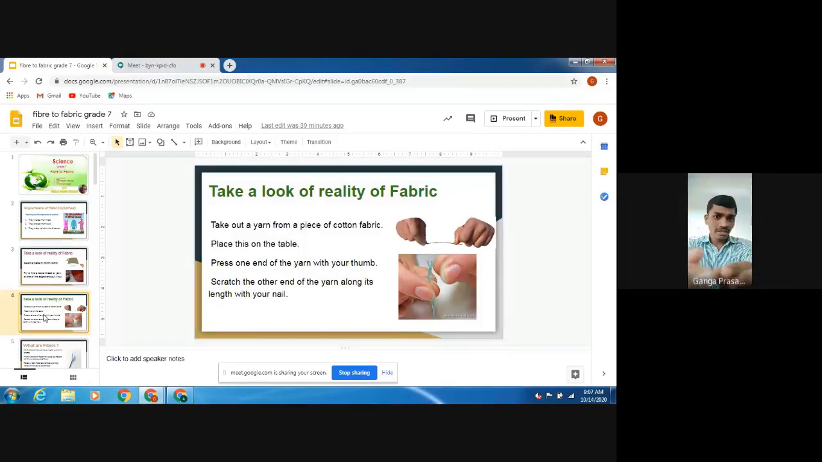So try to loosen the thread. See here. Try to loosen the thread, and you will get still thinner strands from it. Sir, I'm showing it.